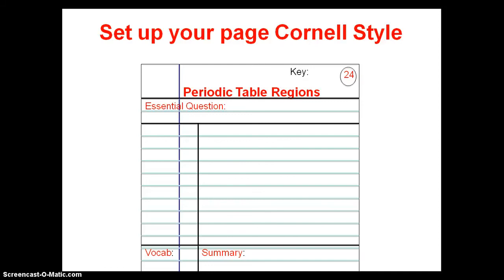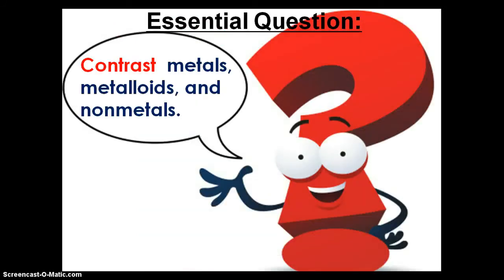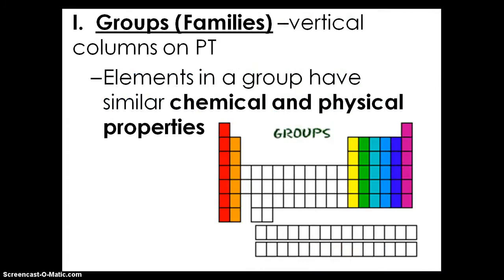You'll make an area for the key later at the end of your notes. This is the key for your highlighters. Your essential question is contrast metals, metalloids, and nonmetals. Number 1. The groups or families of your periodic table are defined as the vertical columns on the periodic table.